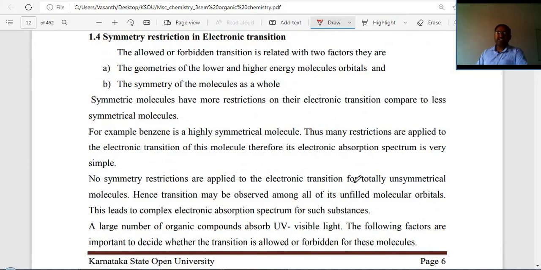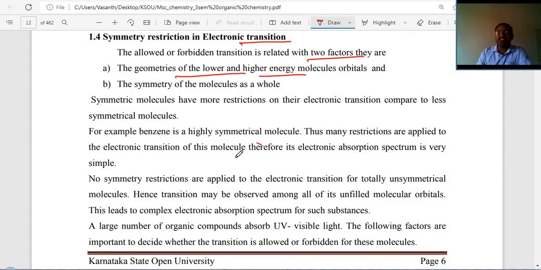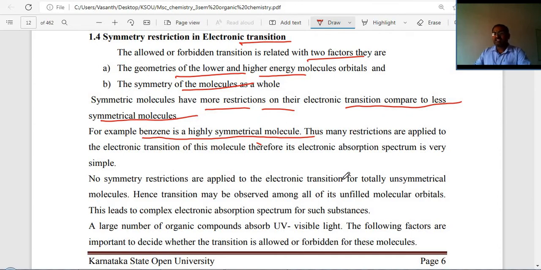What are the symmetry restrictions in electronic transition? The forbidden transition is related to two factors: the geometries of the lower and higher energy molecular orbitals, and the symmetry of the molecule as a whole. Symmetric molecules have more restrictions on their electronic transitions compared to less symmetrical molecules. Consider examples like benzene. Benzene is a highly symmetric molecule, so many restrictions are applied to its electronic transitions. Therefore, its electronic absorption spectrum is very simple.